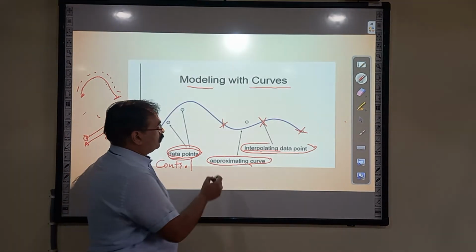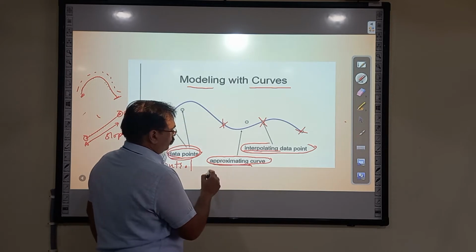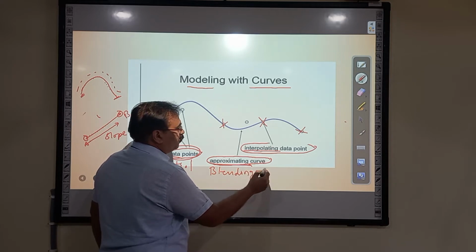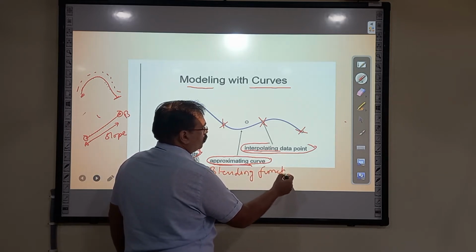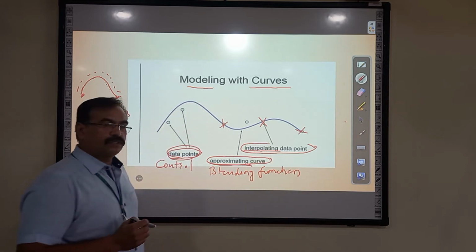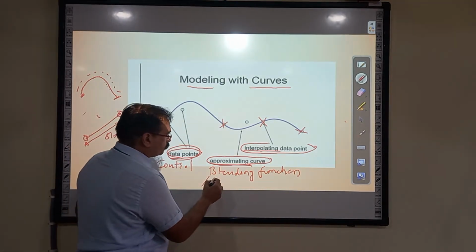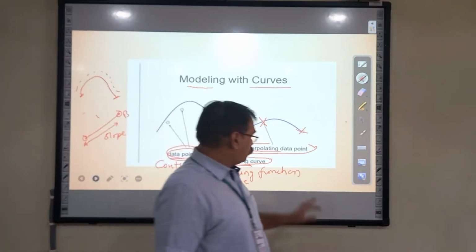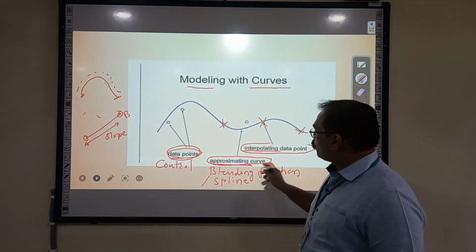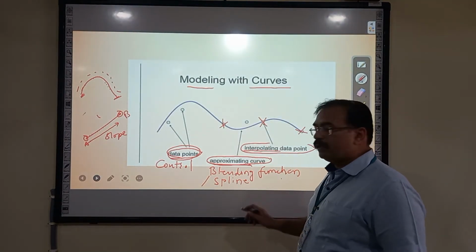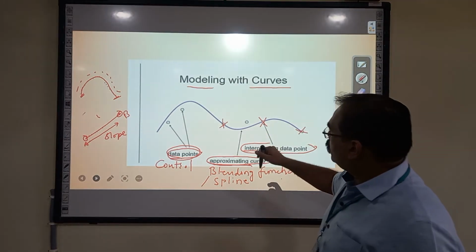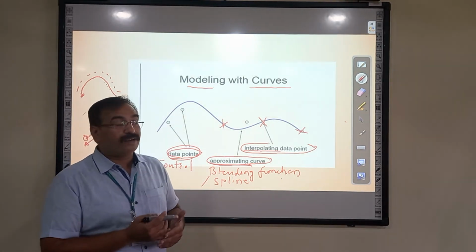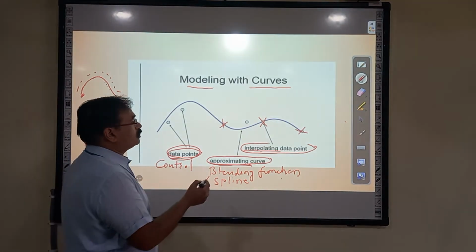Okay, and the third thing is the approximating curve, which can be defined with the help of a blending function, also called the spline of the curve. So these two things we'll see, what are these. This approximating curve, or the blending function or spline function, will tell you how much curve, how much distance it should have, a maximum possible distance or minimum possible distance it can have.